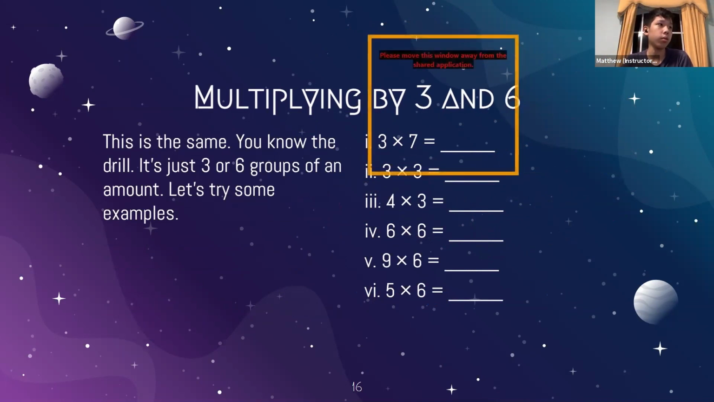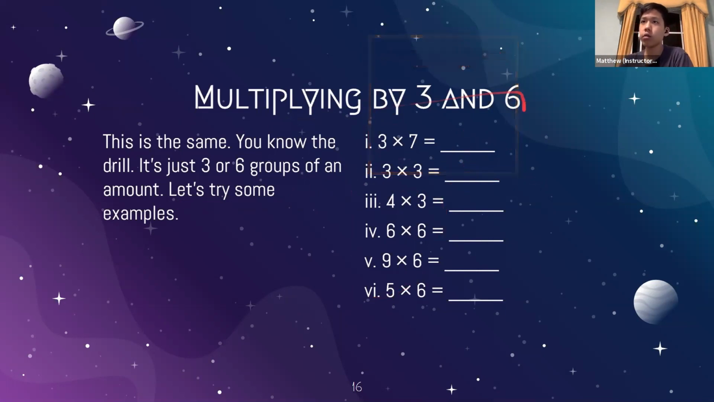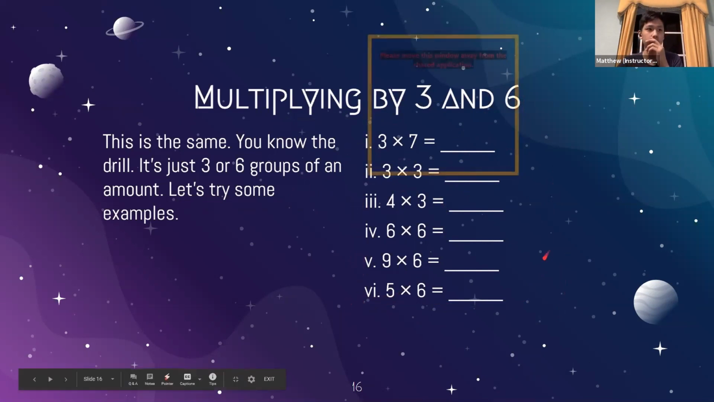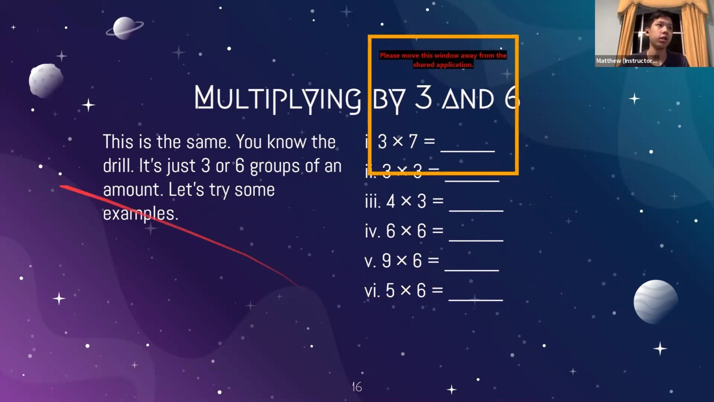So let's now try multiplying by 3 and 6. This is basically about the same: 2 groups of 7, or 6 groups of 7, or something like that. So let's see. There are 6 questions here. I want to see who's the first person able to answer all 6 questions and put the answers in chat. Let's go. Then I'll confirm all your answers when you're done.